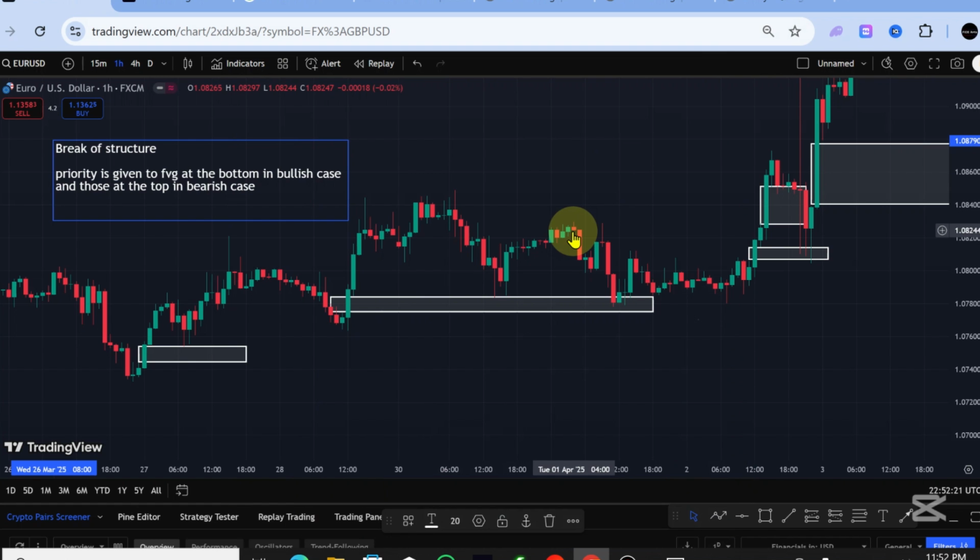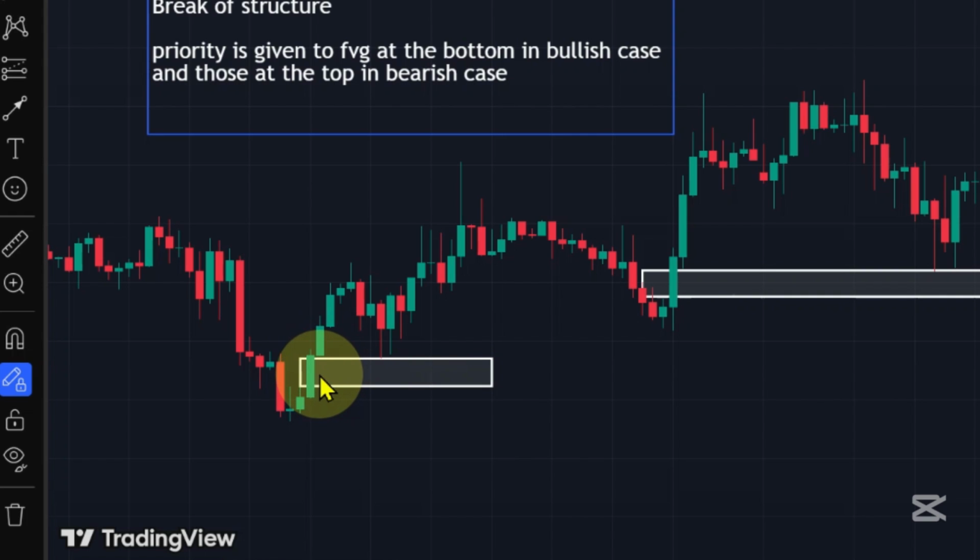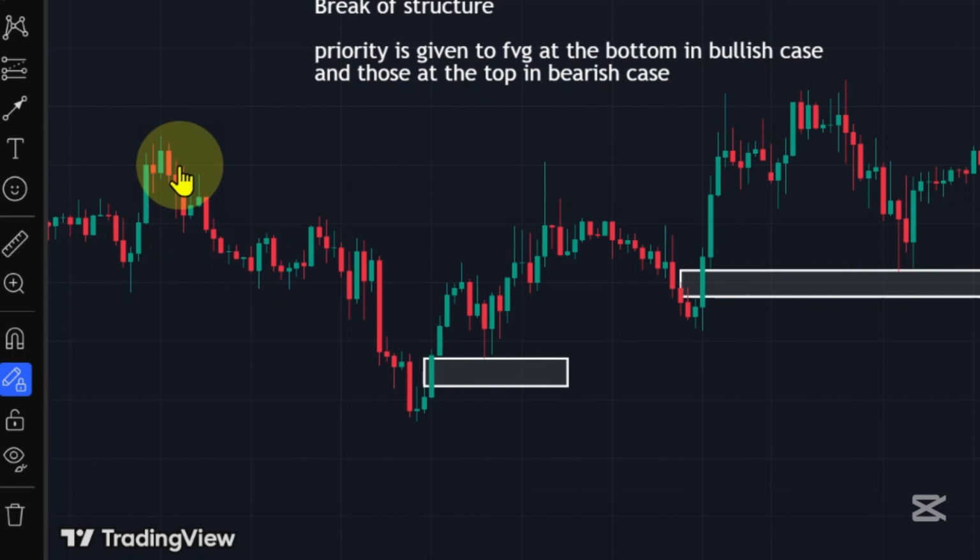How do you know which fair value gap the market is going to respect? The number one rule here is that you need to break structure. A fair value gap that leads to a break of structure, the market always respects it. What do I mean? You can see in this case, there's a fair value gap on this particular place. But this fair value gap does not lead to a break of structure. If you check, the highest point that this particular market went to previously was actually this particular place, which creates this low.